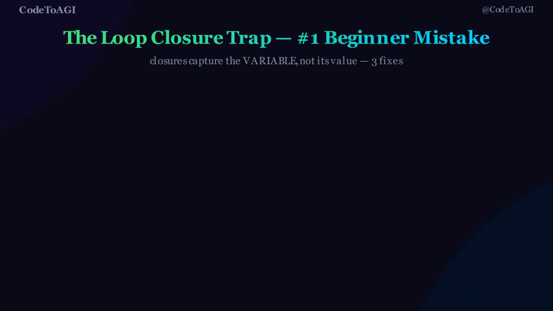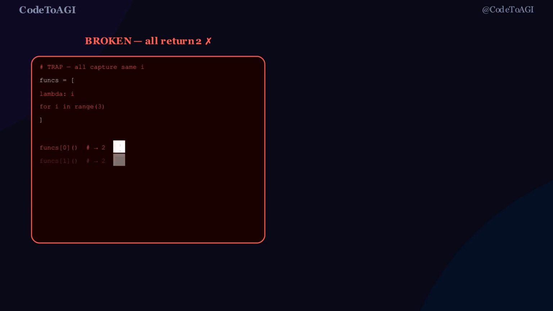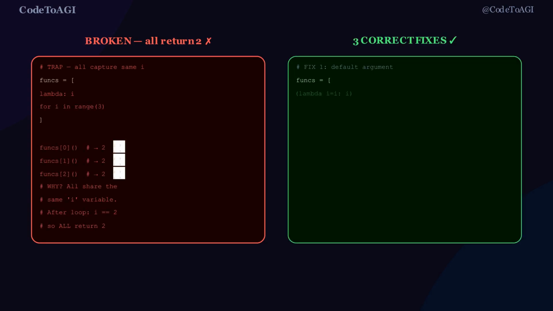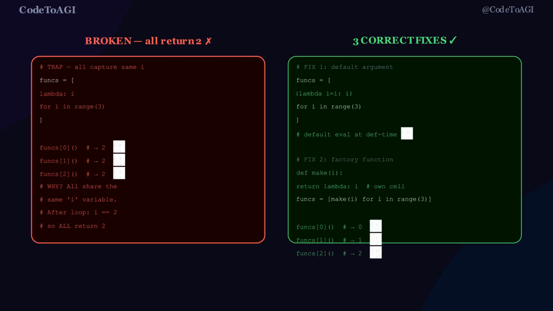The loop closure trap destroys 90% of beginners. This is the most common closure bug in all of Python. Look at the left side, the broken version. We loop from 0 to 3 and create a lambda that returns i for each iteration. We store the lambdas in a list called functions. After the loop, i equals 2, the last value. When we call any function in the list, it returns 2. Every single one returns 2.